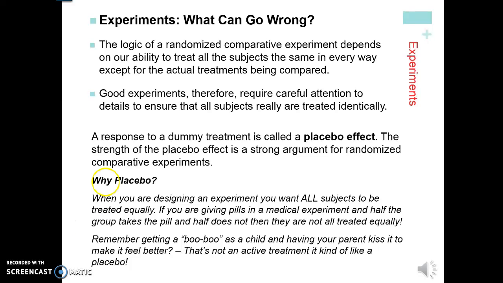Okay, so why do you need a placebo? When you're designing an experiment, you want all subjects to be treated equally. If you're giving pills in a medical experiment and half the group takes the pills and half doesn't, then they're not all treated equally. So this is just a quick example of the placebo effect. So remember, when you're a child, you fall down, you get a boo-boo, and your parent gives you a kiss. It's not really an active treatment. It's basically like a placebo. You are feeling better even though you didn't actually get a treatment to feel better.